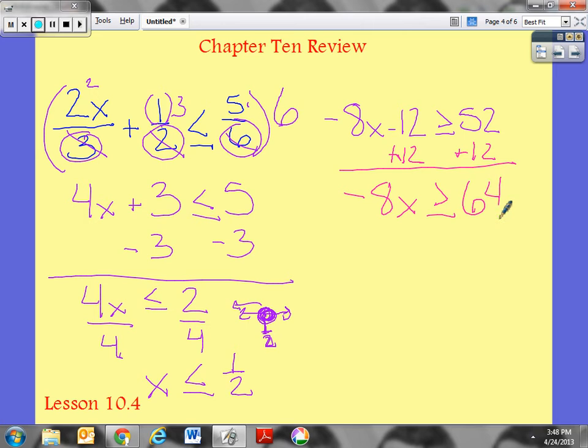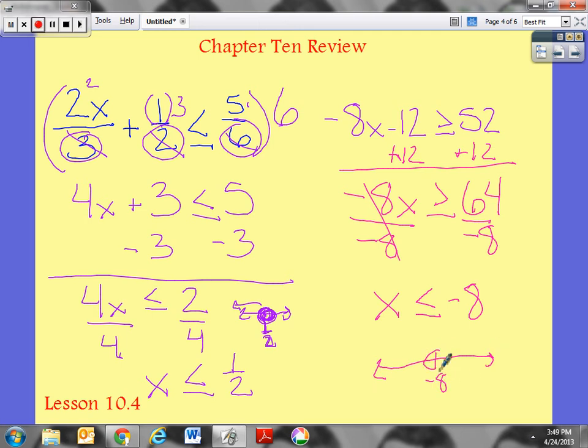Now notice I am dividing by a negative 8. When you divide both sides of an inequality by a negative, you are going to reverse the inequality symbol to make the inequality still true, and I solve this. So this could be cancelled out. So now x is no longer greater than or equal to, x is less than or equal to 64 divided by negative 8, which is negative 8. So I would say that x has to be less than or equal to negative 8. Less than or equal to means it's filled in, and it's less than, so it goes to the left.